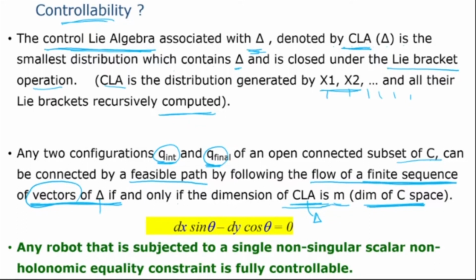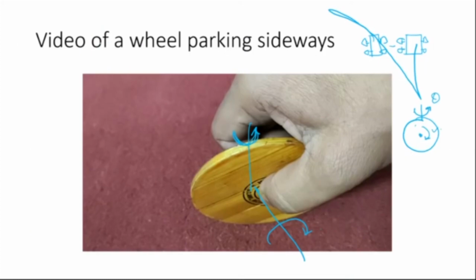Now there's a corollary here. The corollary is any robot that is subjected to a single non-singular scalar non-holonomic equality constraint is fully controllable. That means if you have a single constraint like this, which a car is subjected to, such systems are fully controllable. It means you can take and place them anywhere inside the workspace. Now, let us look at an example which will make this a little bit clearer.